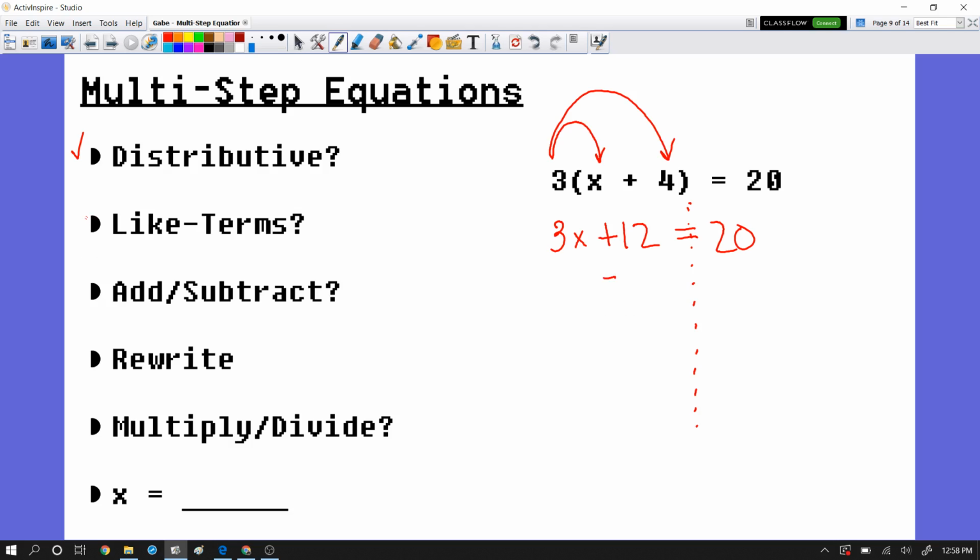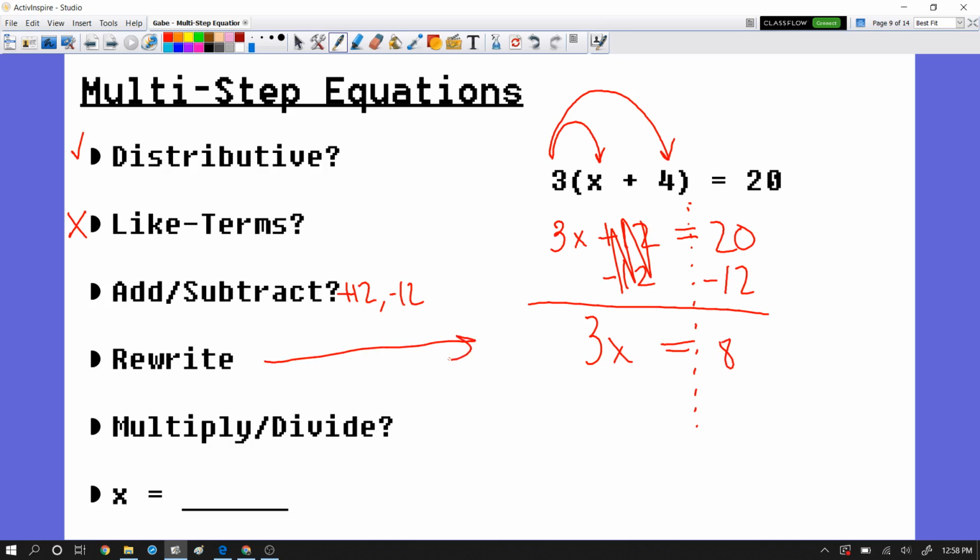So are there any like terms? 3x and 12? No, there are no like terms. Do you see any adding and subtracting? I see plus 12, so I'm going to do minus 12. 3x equals 8. Okay, I rewrote it. Do I see any multiply or divide? Yes, I see times 3, so I'm going to divide by 3. 8 divided by 3 is 2 and 2/3.